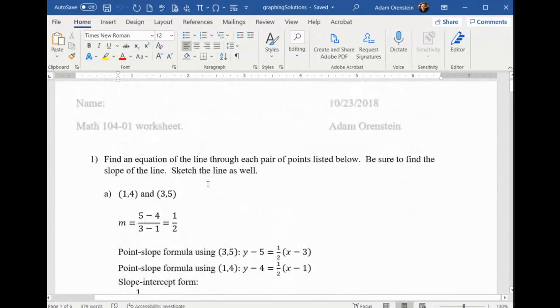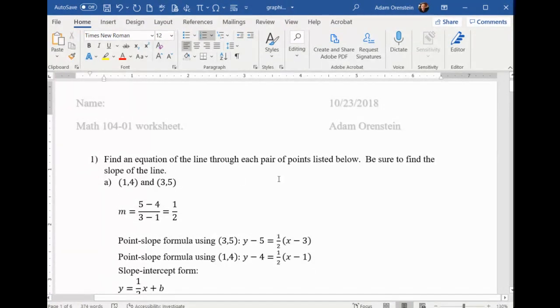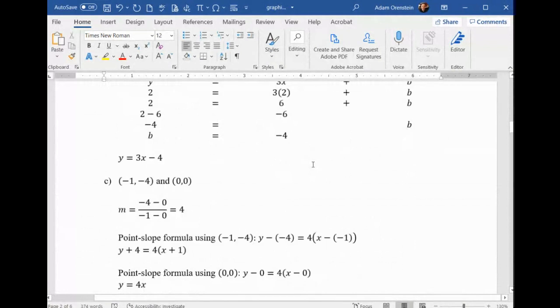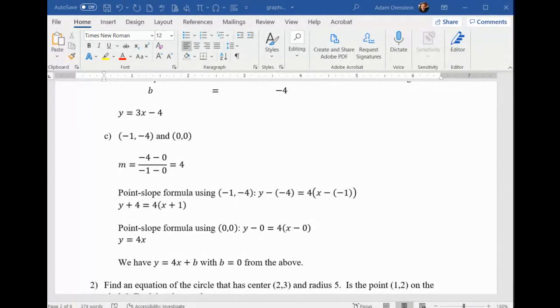That's what we get there. Let me get rid of this. Good. All right. So now let's look at the third one. This one's a little bit easier because one of the points is the origin. So the slope's actually pretty easy, right? Here we have negative 4, right?